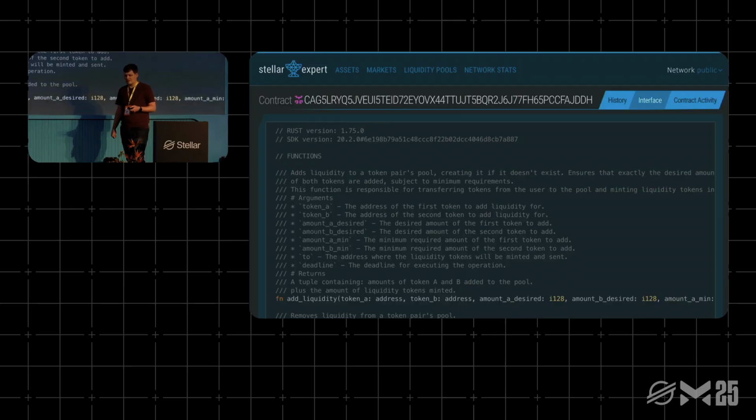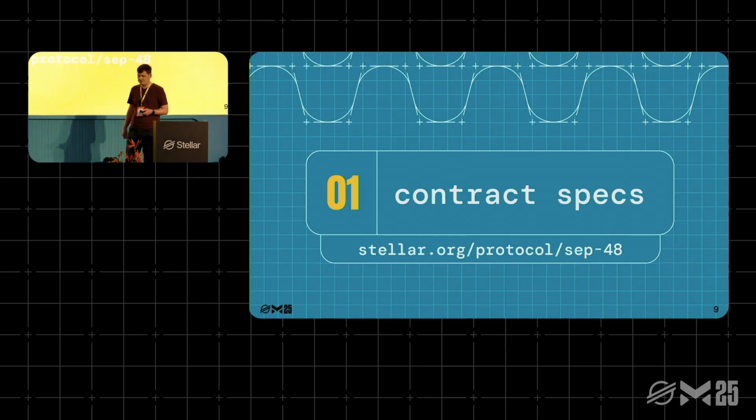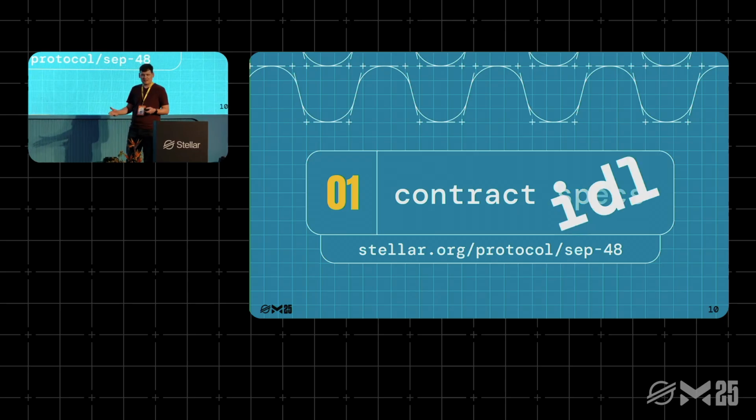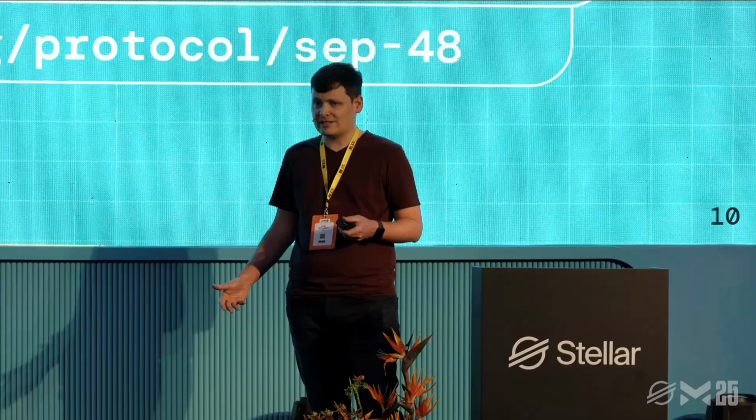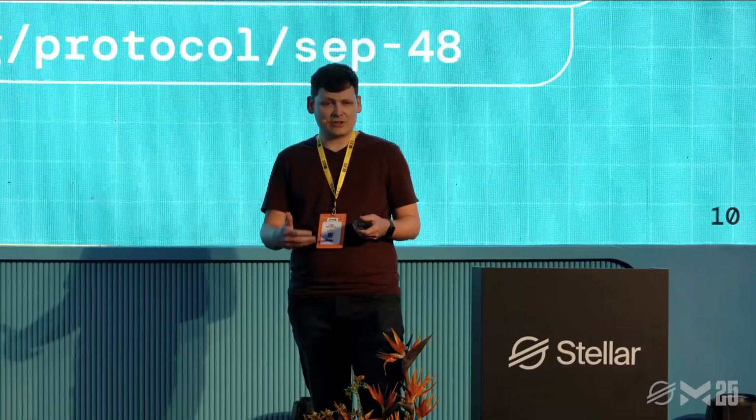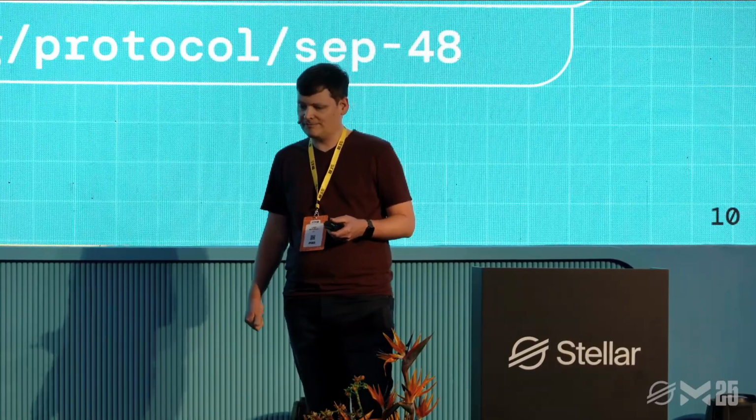Have you ever wondered how Stellar Expert is able to render these really nice views of contracts and their functions? The interface being shown here is powered by contract specs. If you haven't come across Stellar's contract specs before, they are Stellar's IDL for contracts. An IDL is an interface definition language. It's a way to define the interface of a program. And for contracts, that means defining the list of functions that you can call on that contract.